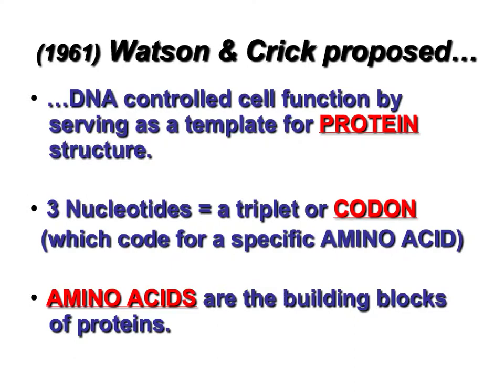Getting into a little bit of the nitty-gritty, 3 nucleotides, so a triplet. We also call this a codon, so here's another term that you need to remember, which will code for a specific amino acid. And amino acids are the building blocks of proteins.